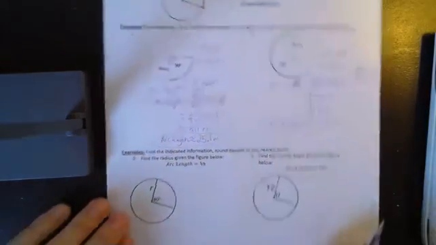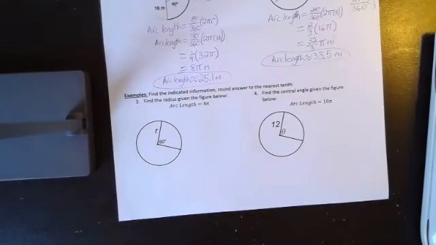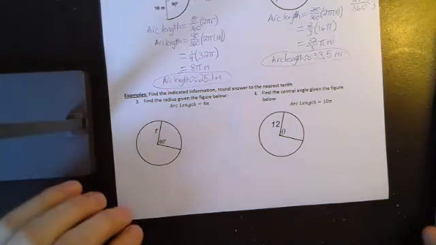All right, let's take a look at numbers 3 and 4. So just like what we did with circumference, for arc length for numbers 3 and 4, we're actually going to be working backwards, where you're given what the arc length is, and you're trying to find either the radius or the central angle. So let's start with number 3.